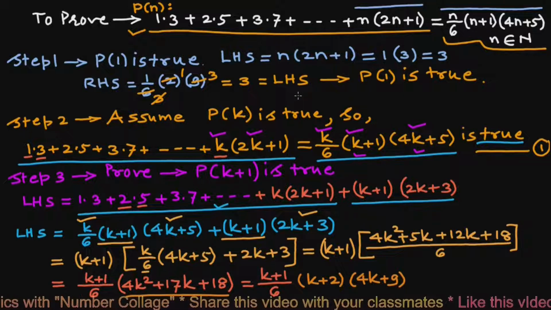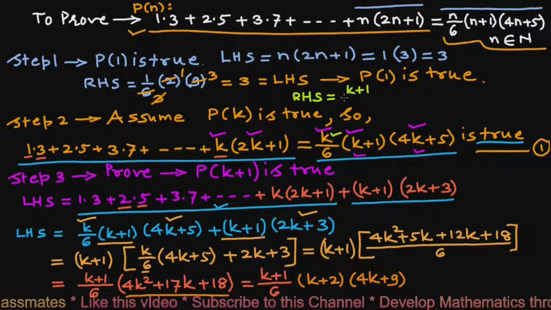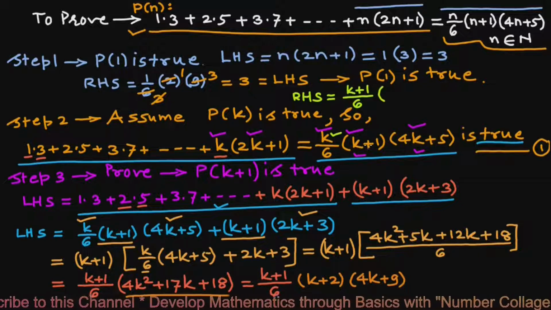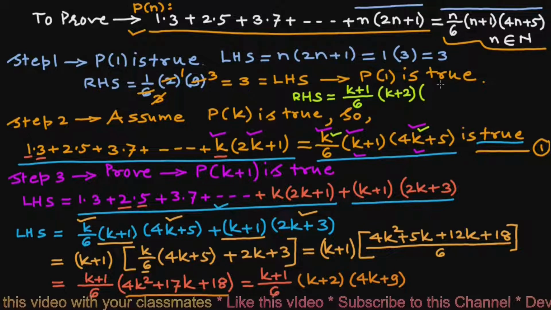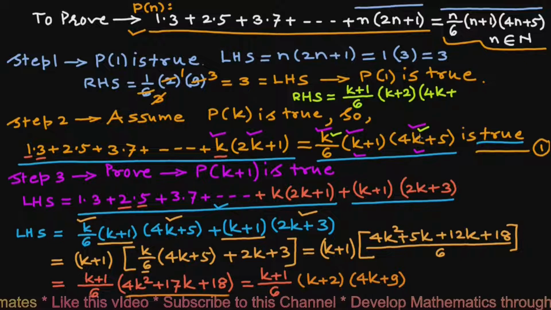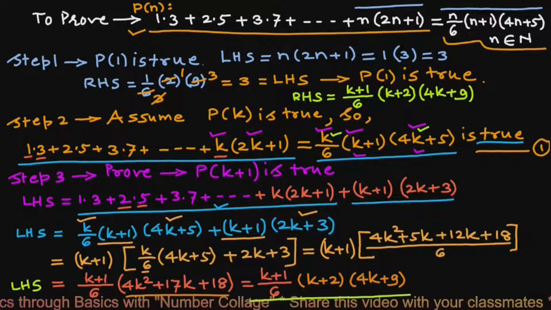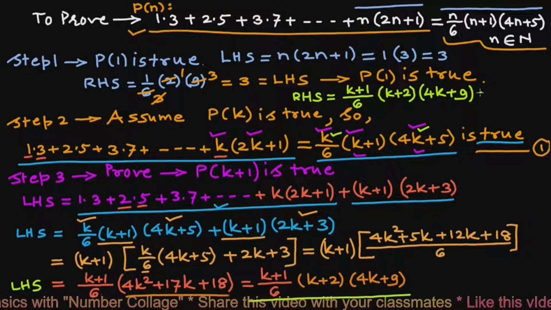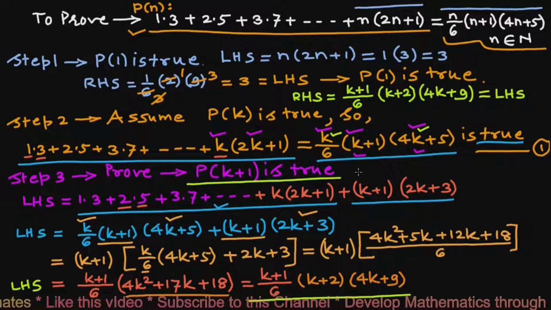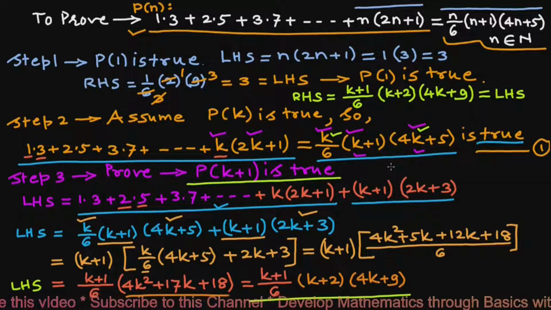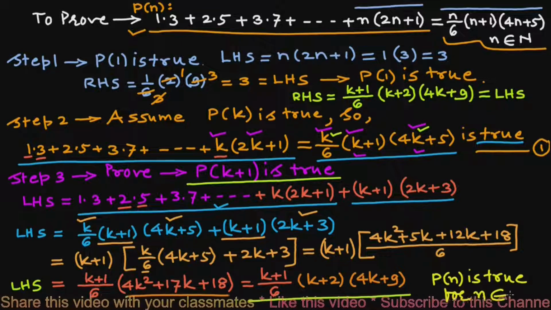In RHS, if I put k plus 1 in place of k, it will be k plus 1 by 6 into k plus 1 plus 1, k plus 2, into 4 times k plus 1 here, that will be 4k plus 4, 4 ones are 4, 4 plus 5, 9, which is same as this LHS here. So therefore RHS is equal to LHS. That proves Pk plus 1 is true. Therefore, by principle of mathematical induction, we say that Pn is true for all natural numbers n.